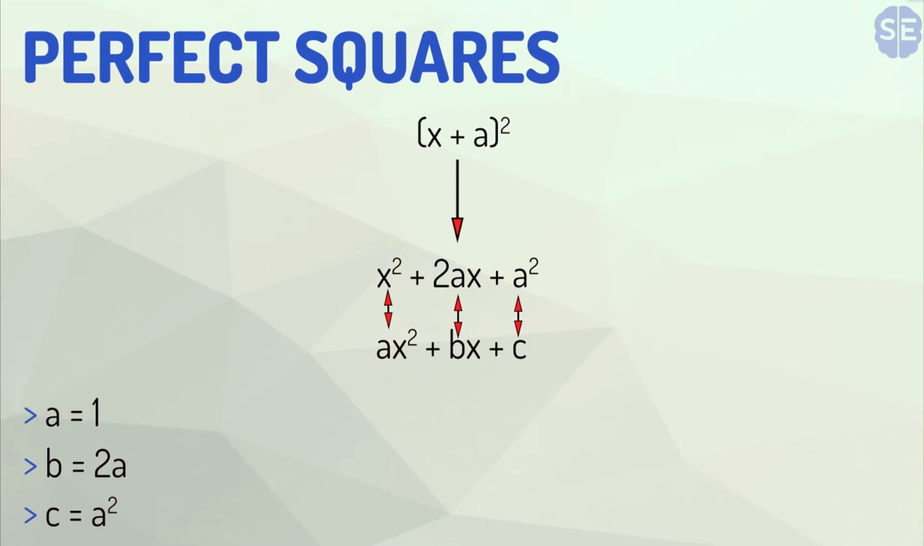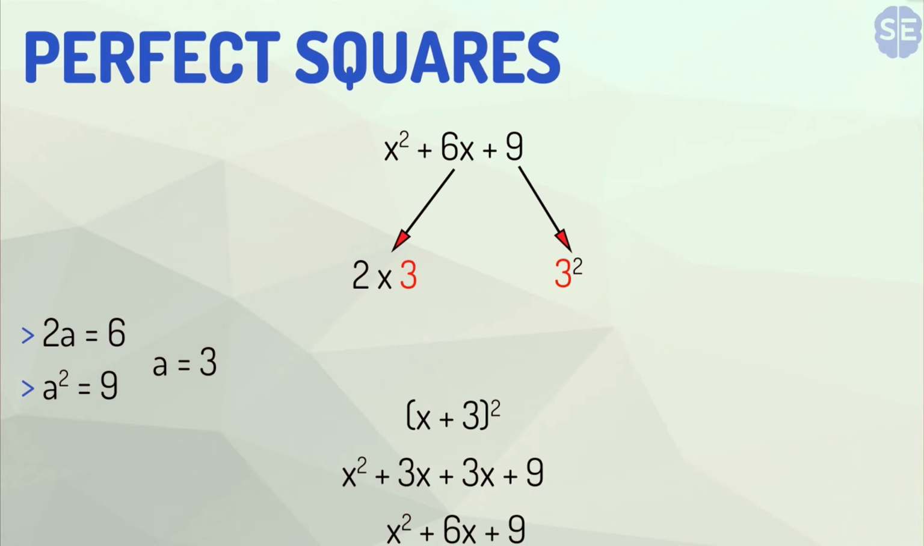If we expand the perfect square of (x plus a) squared, we get the equation x squared plus 2ax plus a squared. This means that the second coefficient in the general form, b, is equal to 2 multiplied by some number represented as a, and the third coefficient in the general form, c, is equal to that same number a squared.